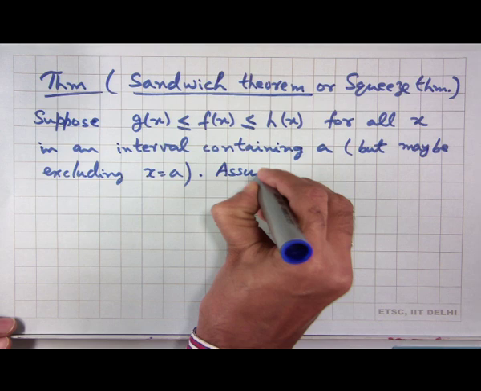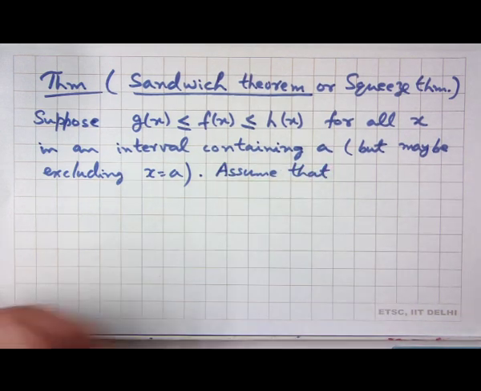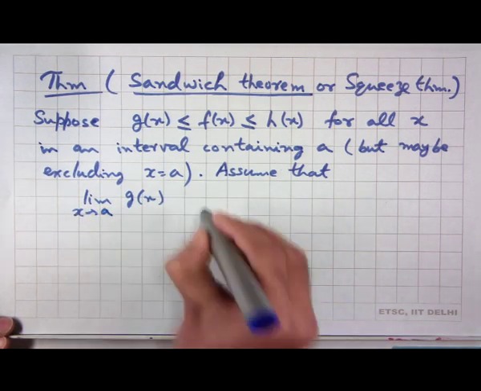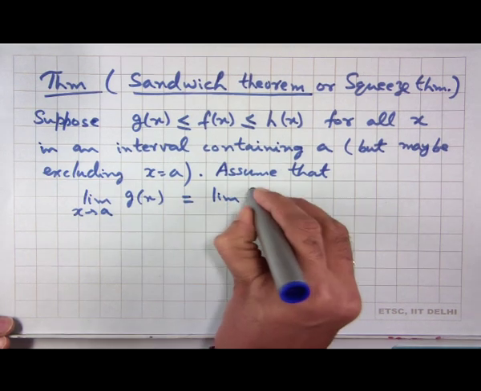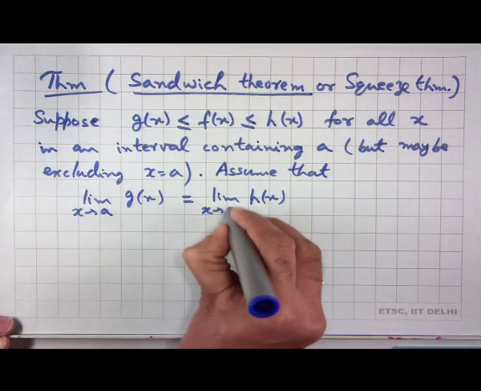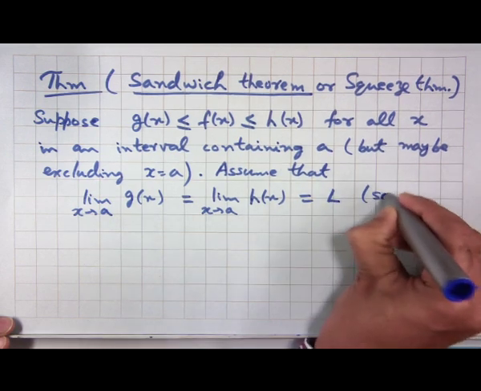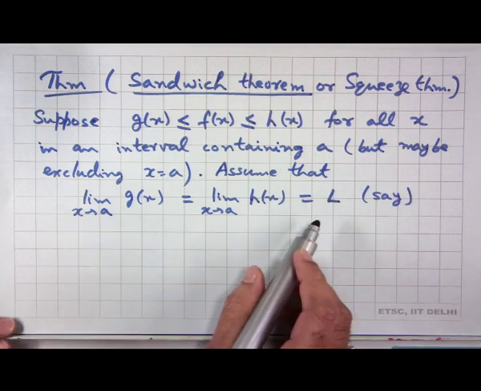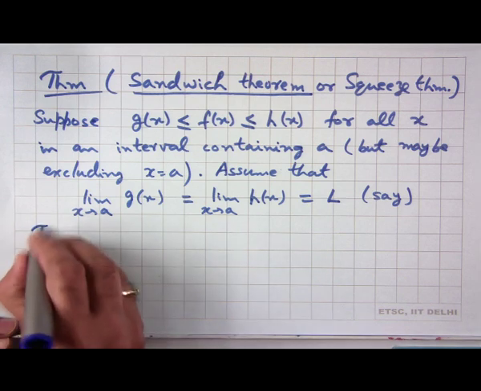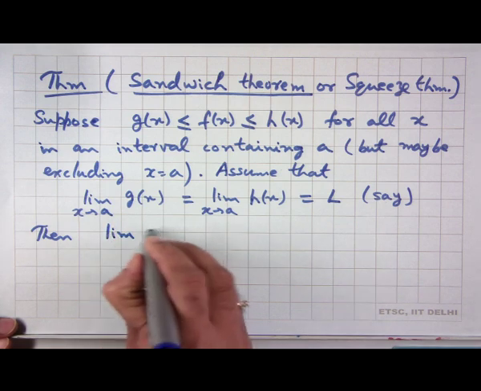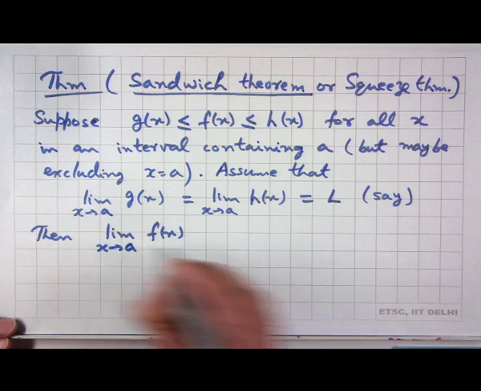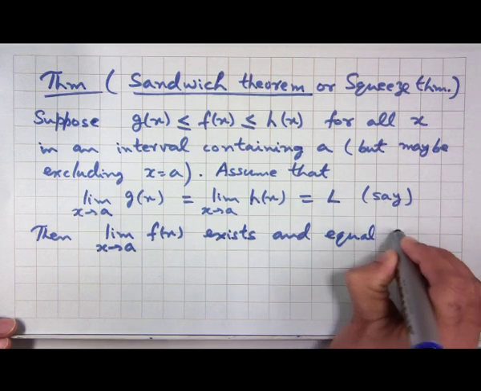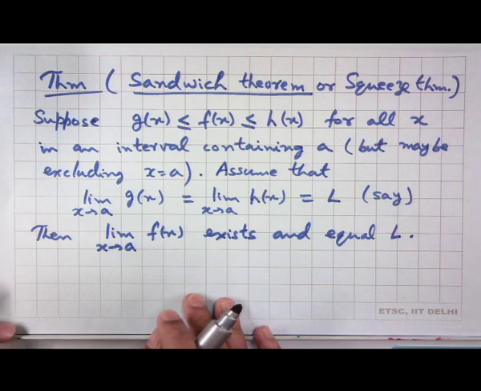Also assume that the limit of g of x equals the limit of h of x, and both are equal to say L. So, if the limits of the functions g of x and h of x are both equal to L, then the conclusion is that the limit of f of x as x approaches a exists and it equals again the same limit L, right.